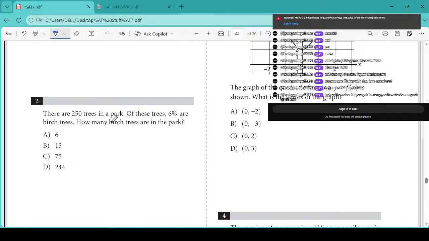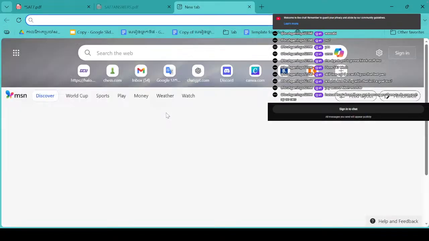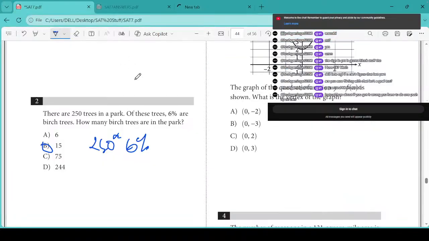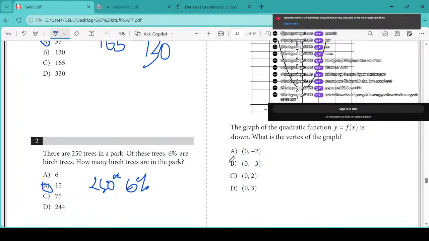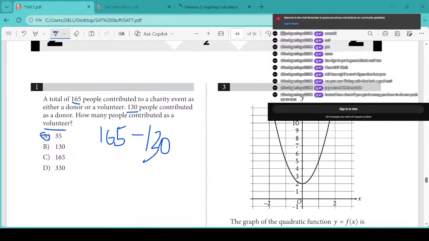There are 250 trees in a park, and 6% are birch trees. So how many birch trees are in the park? This is super simple. You just take 250 times 6%, and that would give you 15, I think. Let's just use the Desmos calculator. I assume it's 15. It must be 15. Wait. Yeah, it is 15. Let's move on to question 3.